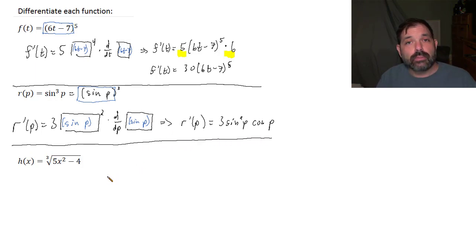H of x is the cube root of 5x squared minus 4. Recall that if we think of what a cube root means, that's the same as writing a specific type of power expression. This is the same as writing the quantity 5x squared minus 4 to the 1/3 power. Why don't you try to take this one from here and calculate its derivative?